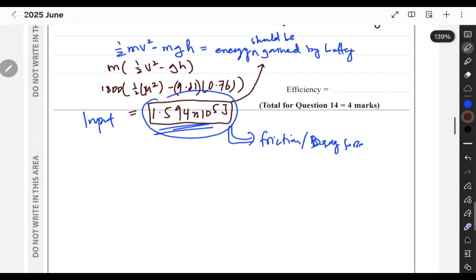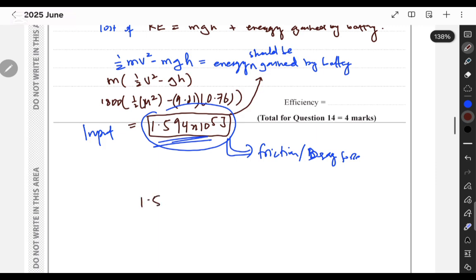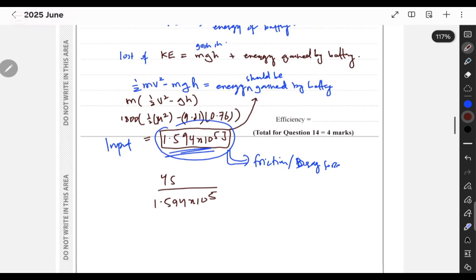So we're going to just divide both the values now. So 1.594 times 10 to the power 5 over 45 times 10 to the power 3, times 100. So you're going to get 28%.